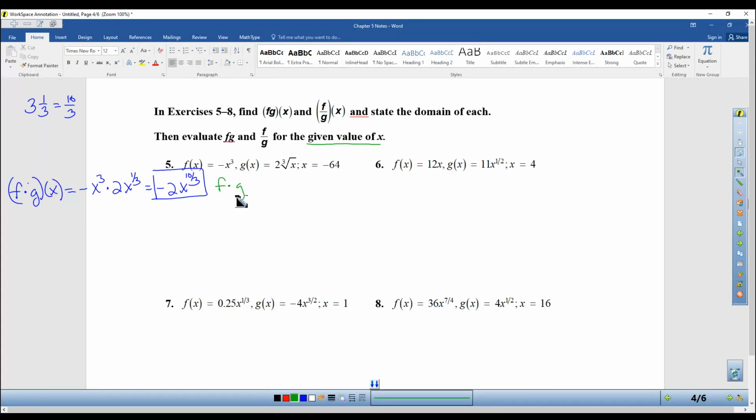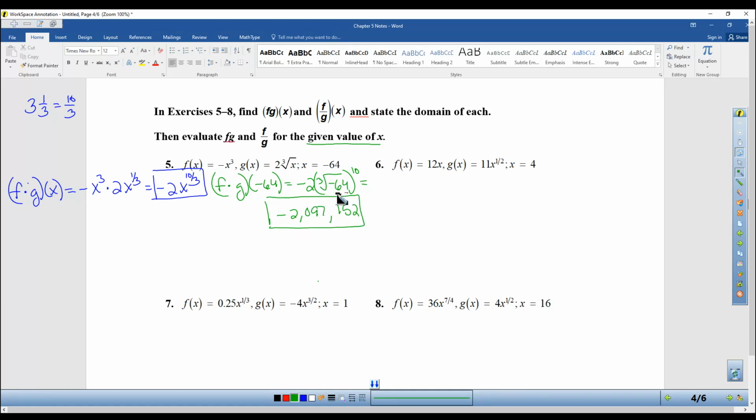So f times g of negative 64 is going to be negative 2. And now I do want to probably put it back as a cube root. Cube root of negative 64 to the 10th. And it's actually a ridiculously large number. I'm going to save some room for number 6 there and put it right here. Negative 2,097,152.